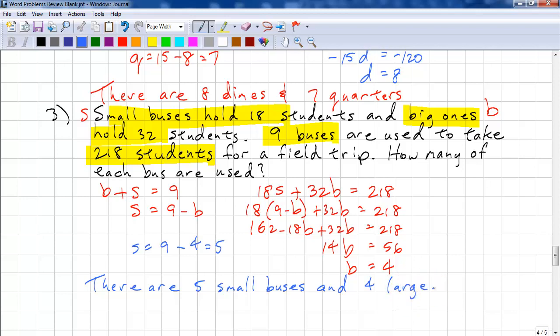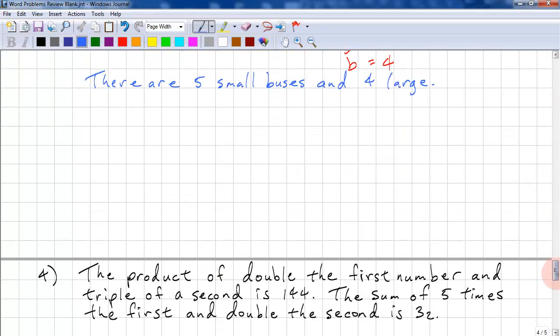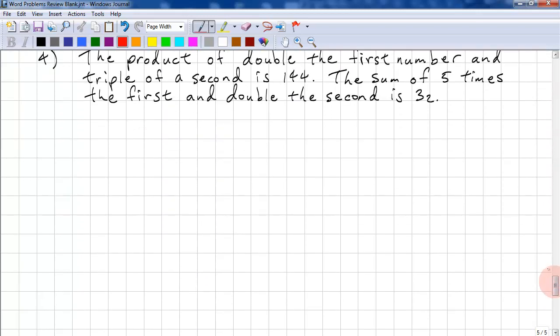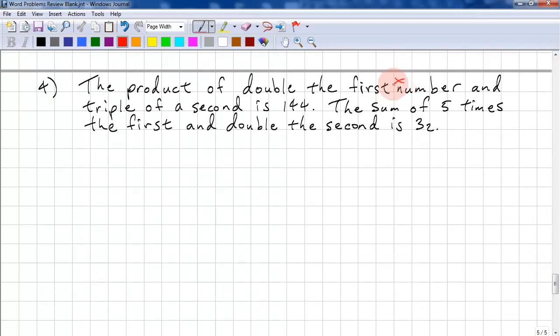Okay, so if you have appropriately named variables, it's easy to remember how to answer the question. So small and big buses. Let's look at some more complicated questions. Again, we have 2 numbers, x and y. And let's highlight product, double the first, triple the second, and it's 144. Sum, 5 times the first, double the second, is 32.